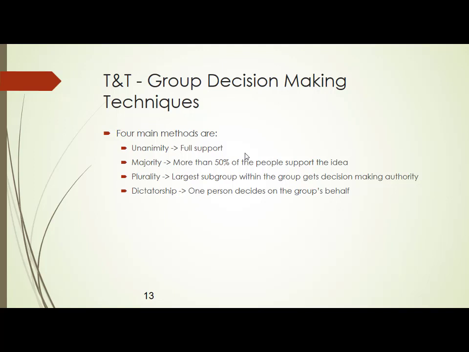Or finally there is dictatorship. Dictatorship means one person decides on the group's behalf. So there is one person who will dictate everything and say, no, this has to be done like this only, this has to be done like this only. So he is using a dictatorship mechanism in order to take a decision.